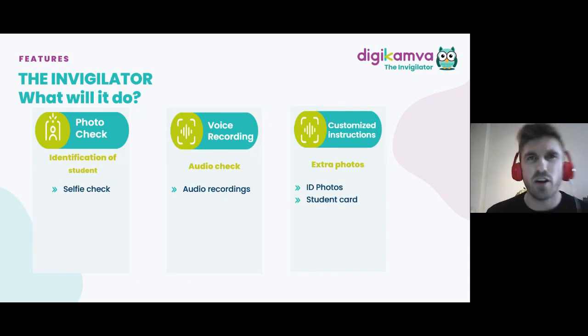Thirdly, customized instructions. The application is going to ask you for a photo of your ID or a photo of your student card, or any form of identification. So again, think about if you were writing in a venue, you would have to prove that it was you that was supposed to be writing that specific assessment when sitting in that seat. The application is just doing the same thing.